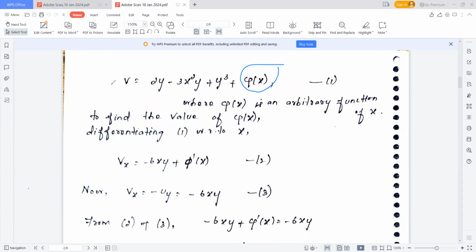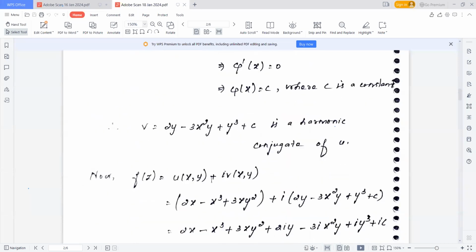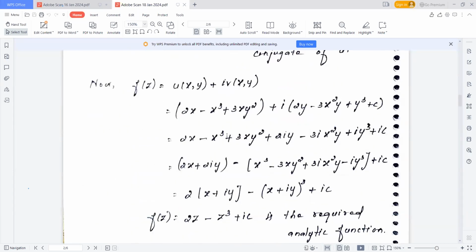So therefore, we obtain the imaginary part, that is the harmonic conjugate of the given function, as v is equal to 2y minus 3x square y plus y cube plus c. Now the required analytic function is f of z equal to u of x comma y plus i into v of x comma y. Substitute the values of u and v in the respective places. So we get 2x minus x cube plus 3xy square plus i into 2y minus 3x square y plus y cube plus c.